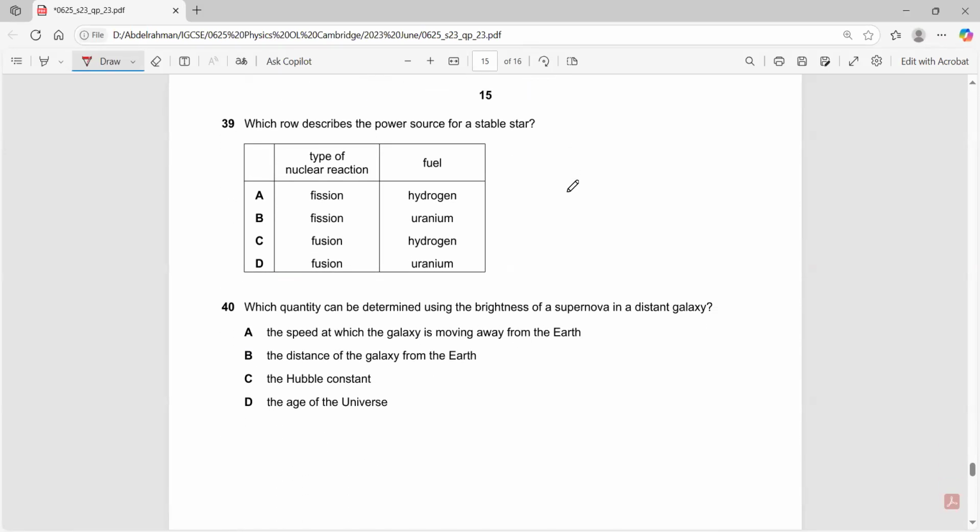Which row describes the power source of a stable star? Is it fission? No, it's fusion. The fuel is hydrogen. Which quantity can be determined using the brightness of a supernova? We need to memorize this. The brightness has to do with the distance.